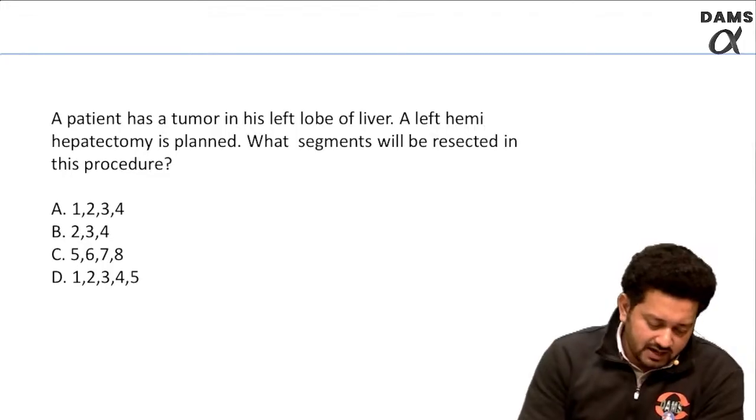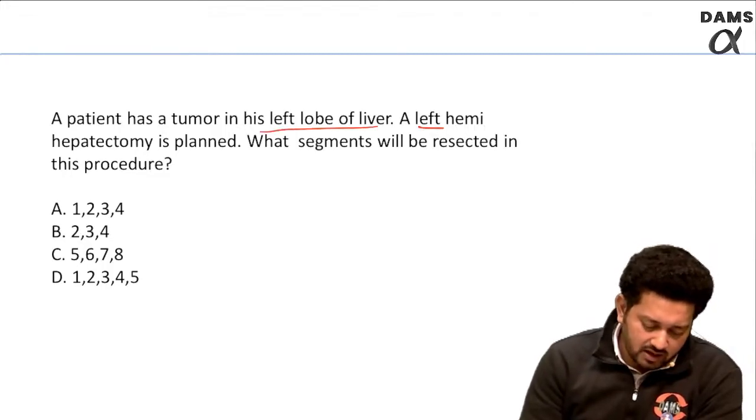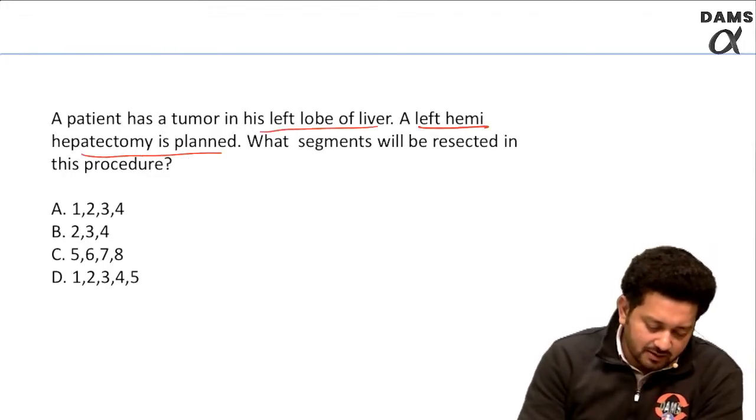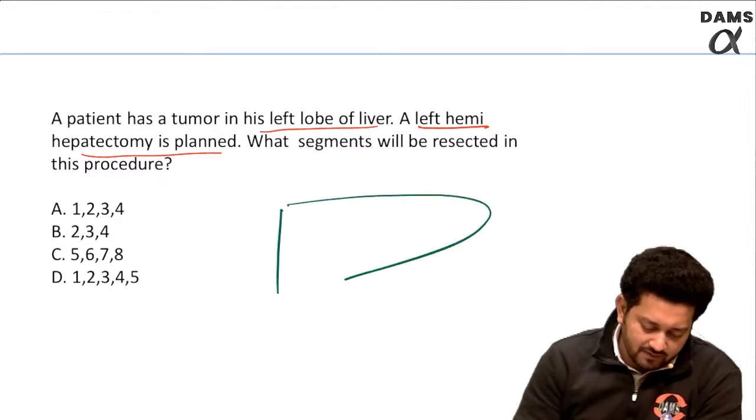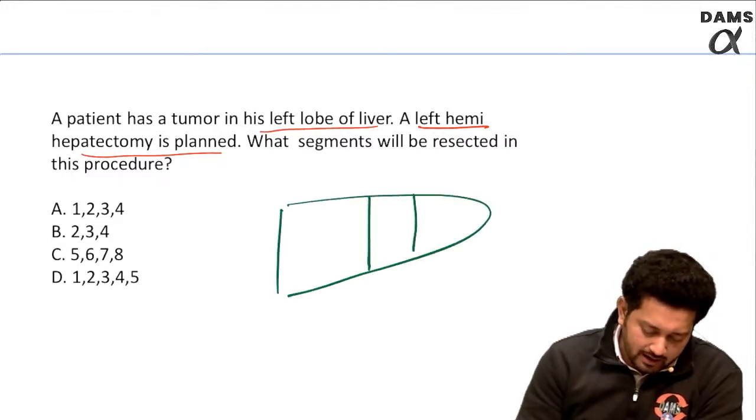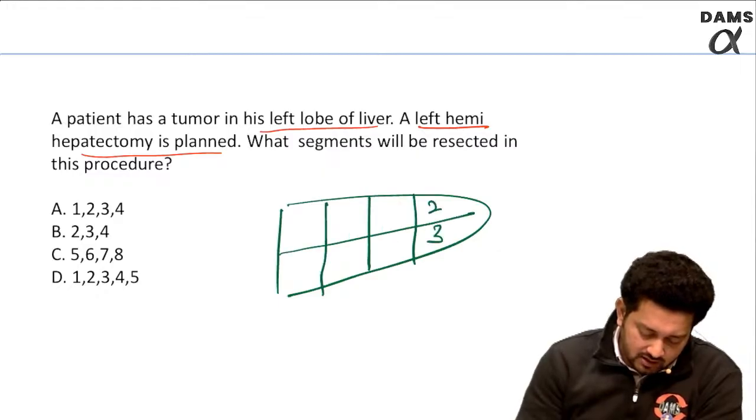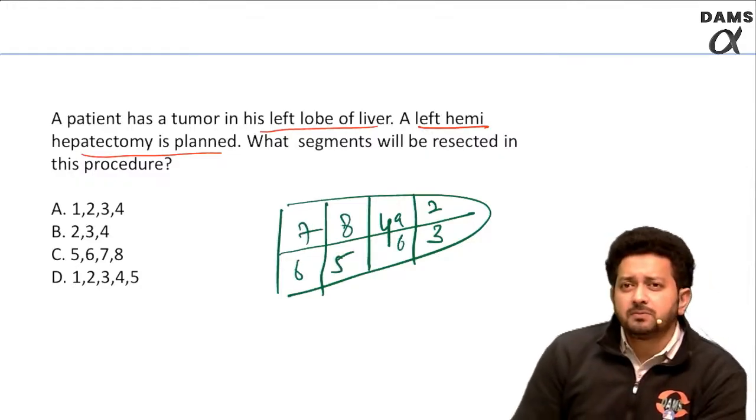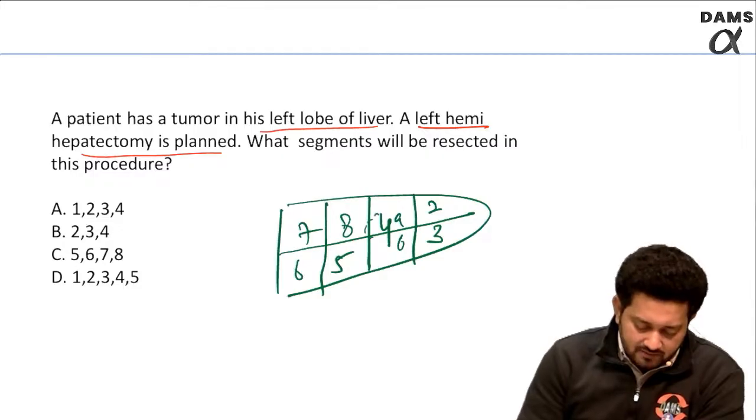Okay, a patient has a tumor in his left lobe, a left hepatectomy is planned. What segments are to be resected? See, Couinaud had divided the liver into 8 segments: 2, 3, 4A, 4B, 5, 6, 7, 8. Segment 1 is somewhere posteriorly.